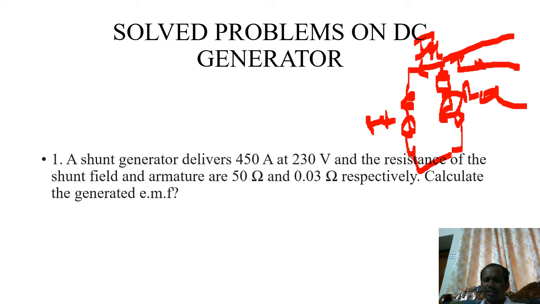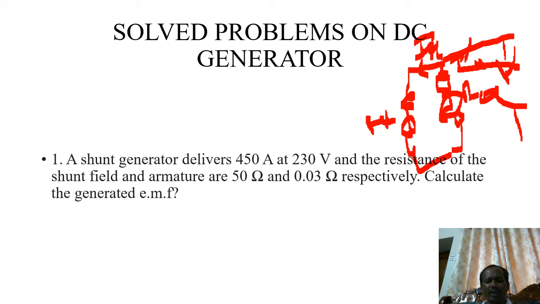So this is the terminal voltage connected across this one, that is voltage V. So this is voltage V, and the current in this case is load current IL. Then calculate the induced EMF in the armature, the generated induced EMF in the armature.